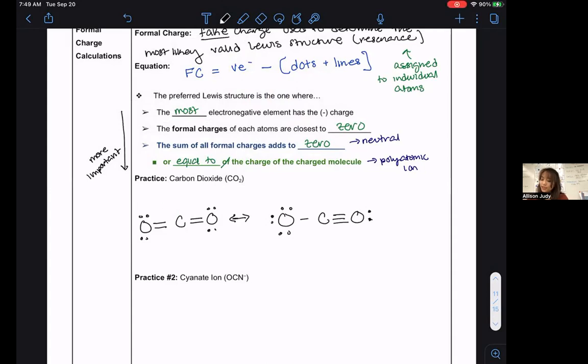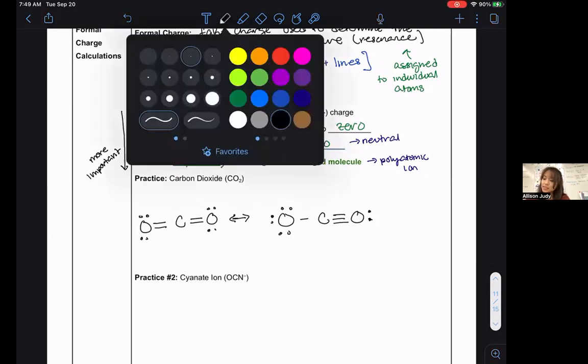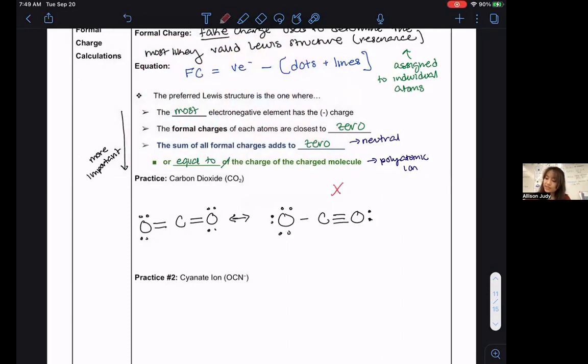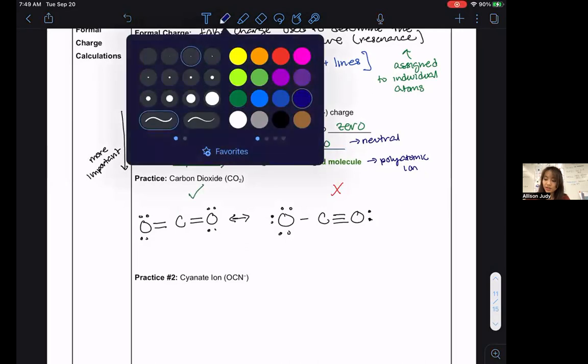And so let's check this out for a second and ask ourselves, why doesn't this work? Everybody has an octet. I've used up all my electrons. Why do we say that this one is a no, but this one is a yes? Let's figure this out. Let's assign formal charges to each individual atom within it.